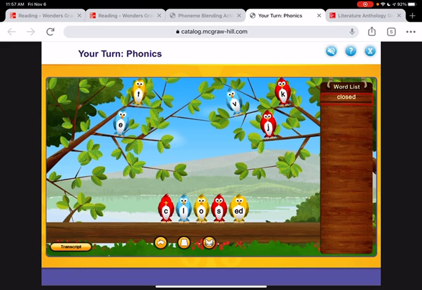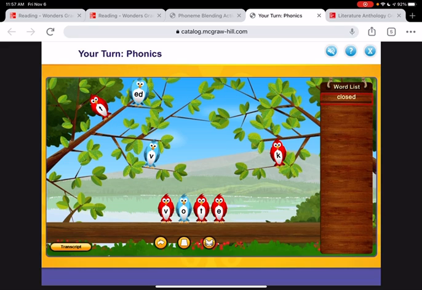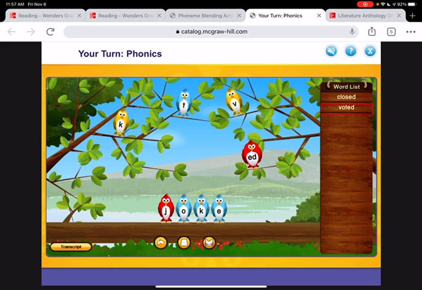All right, let's look at the next one. Vote. So we want to change it to voted. So we need to take out the E, add an ED. All right. Let's look at the next one. All right, joke. We take out the E, add an ED.